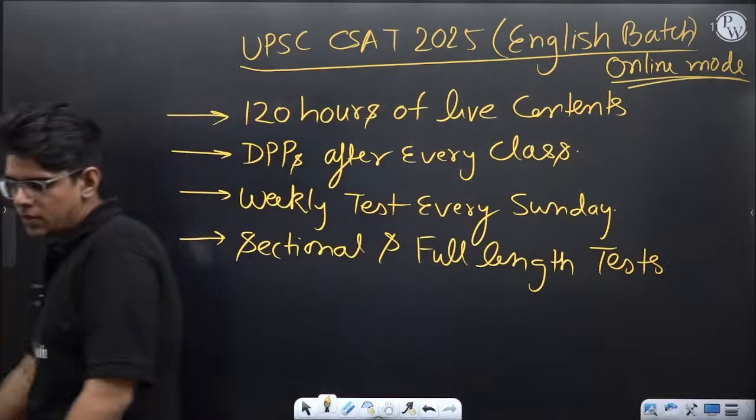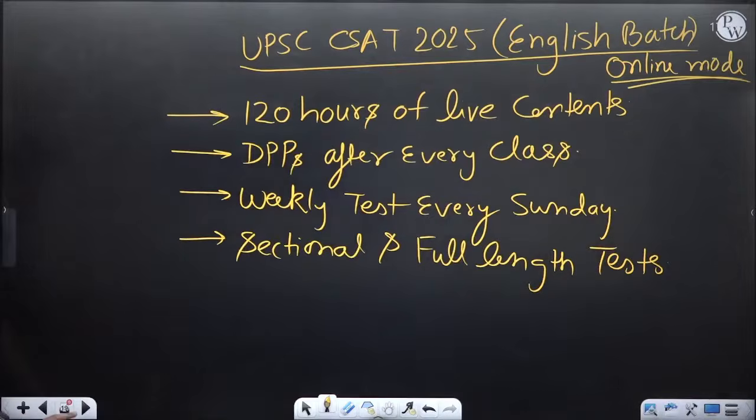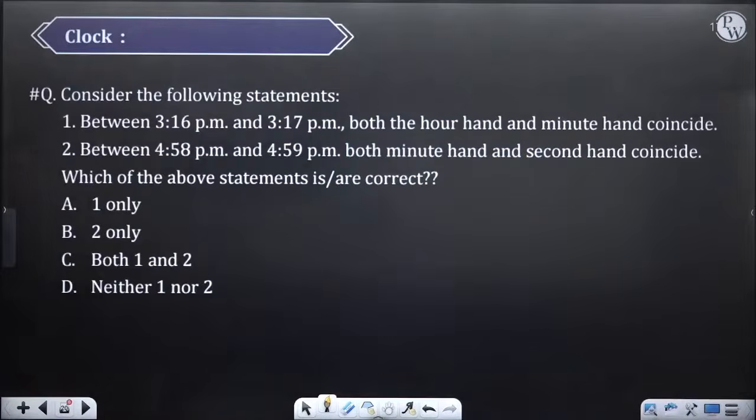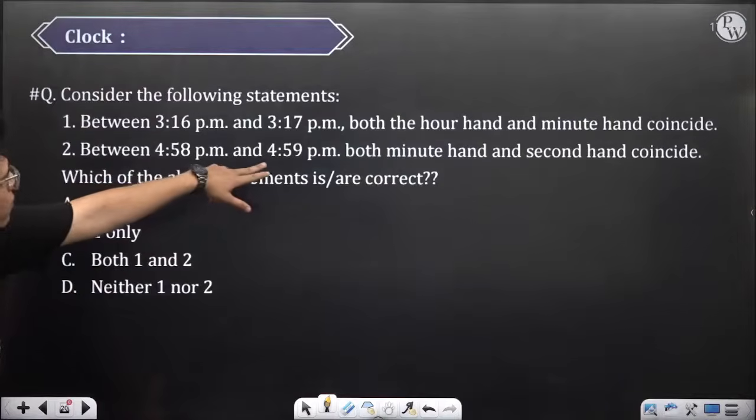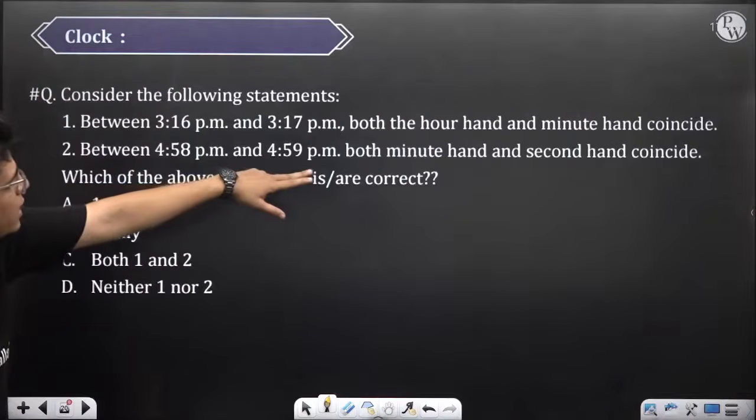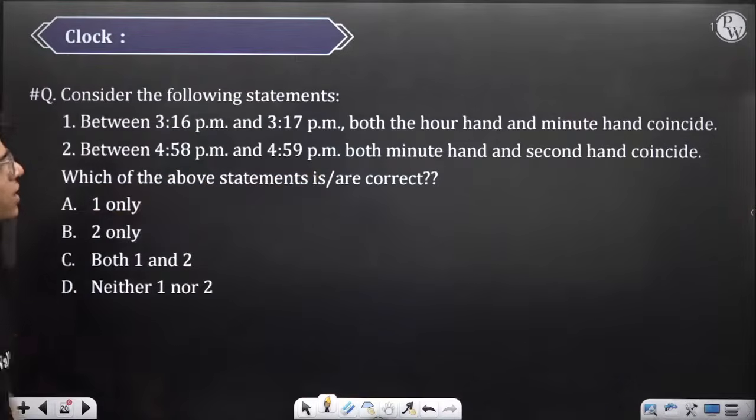Okay. Let's look at another question now. So consider the following statements. Between 3:16 p.m. and 3:17 p.m., both the hour hand and minute hand coincide. Okay, let's check. Between 4:50 p.m. and 4:59 p.m., both the minute hand and second hand coincide. Let's look at the second statement first.